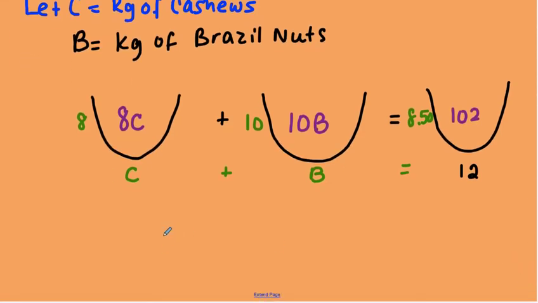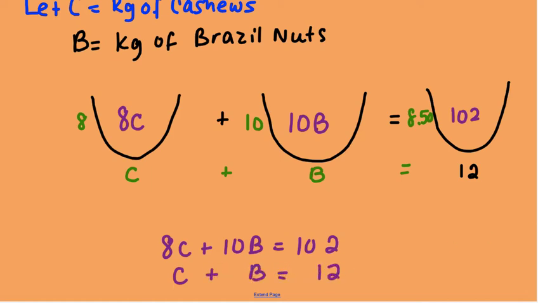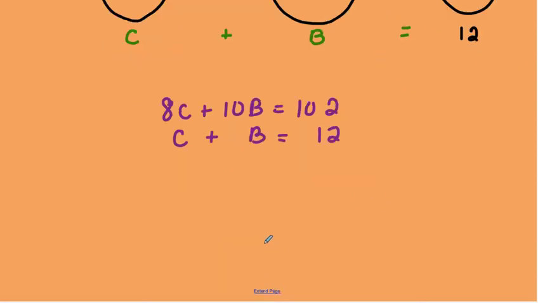And I'm going to rewrite them so you can see them. 8C plus 10B equals 102. And C plus B equals 12. Okay, now this would be normally where I would stop and I'd say, okay, which variable is the easiest to eliminate? But since the question specifically asked me about cashews, I decided that I'm going to try and eliminate B so that I can solve for C, for cashews.